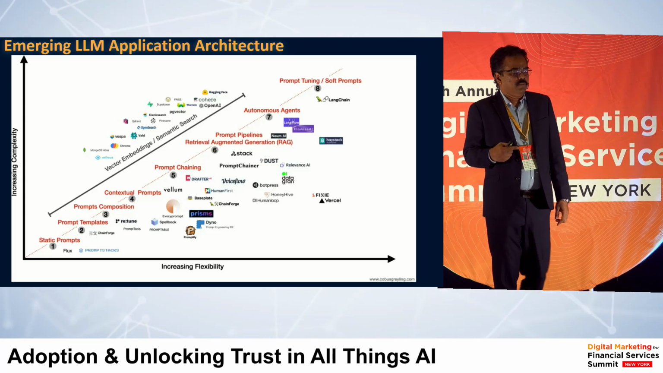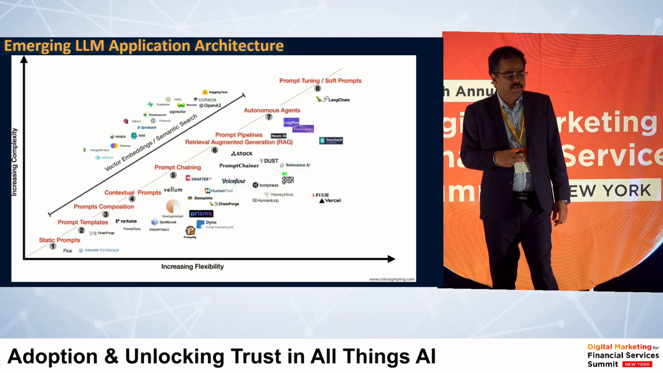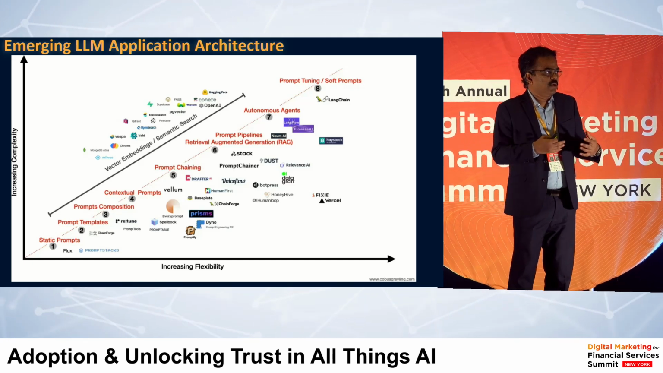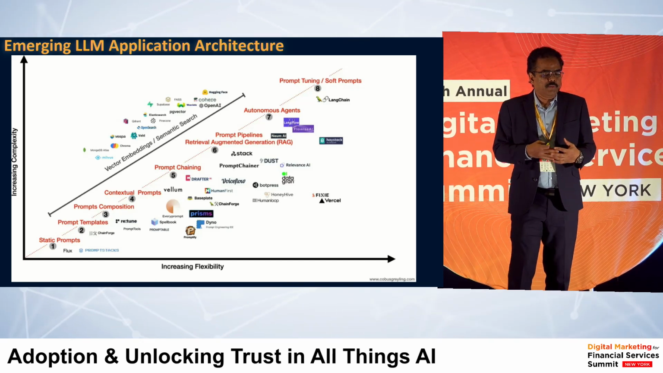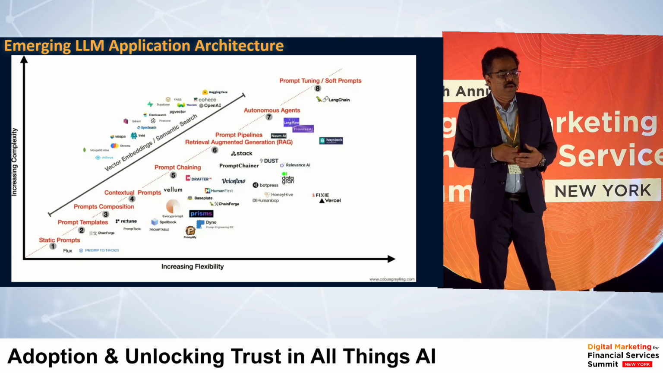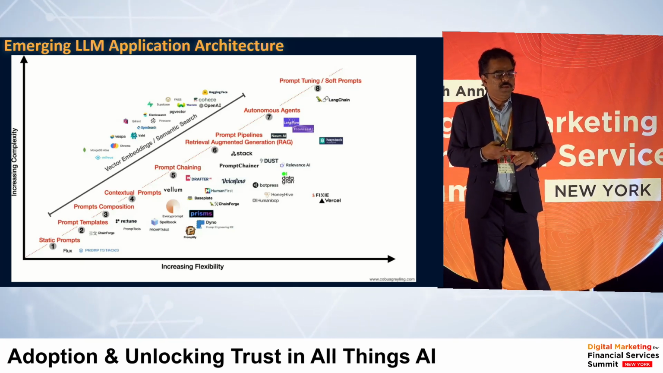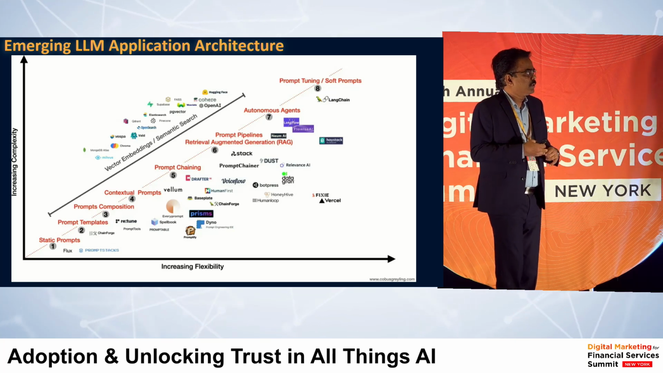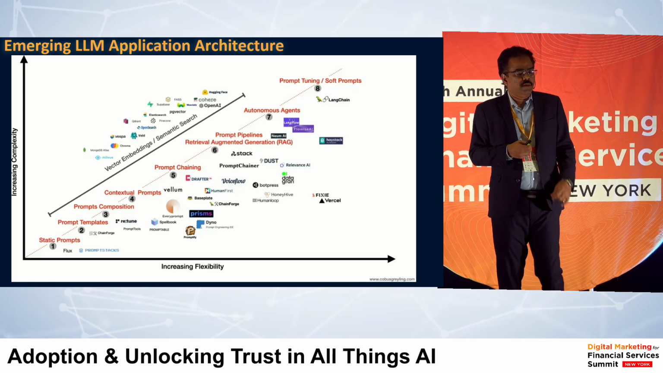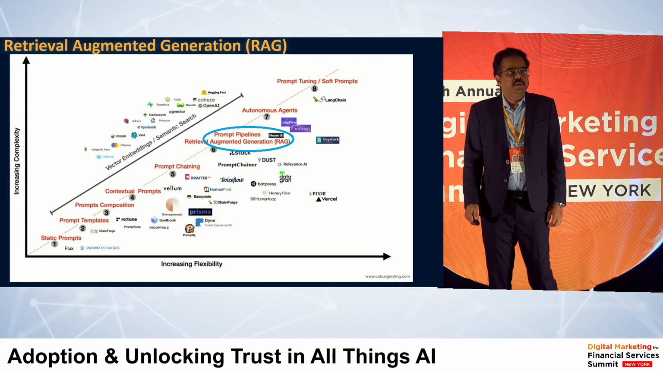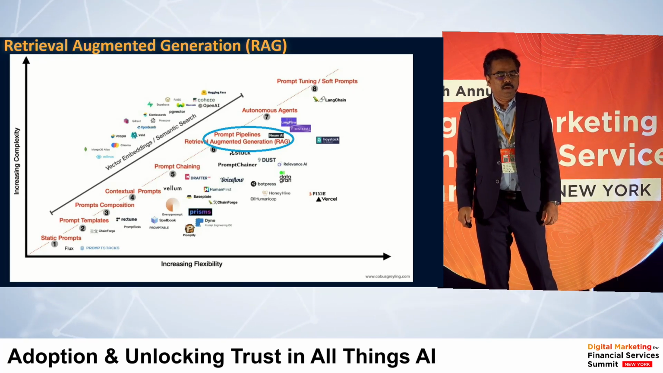I'm going to talk about the top three. You might have seen the trends, starting from prompts and prompt engineering and all of that stuff. So 1, 2, 3, 4, 5. I'm not going to talk about the first 5. The latest trends are 6, 7, and 8: retrieval-augmented generation, autonomous agents, and then soft prompts. This is the emerging trend in terms of LLM architecture. So we're going to talk about retrieval-augmented generation.